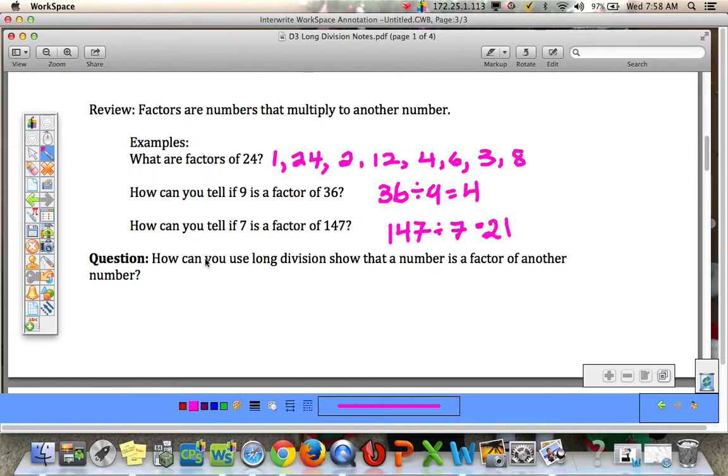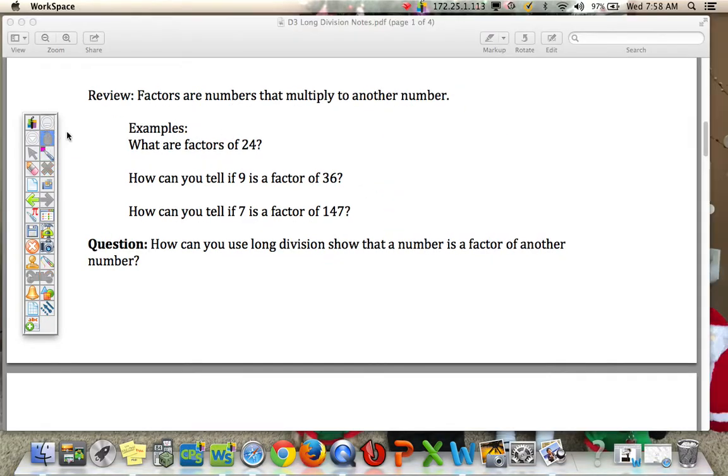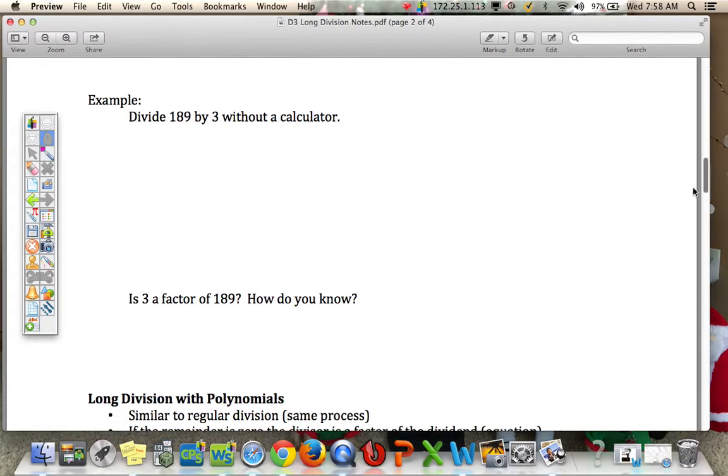Question, how can you use long division to show that a number is a factor of another number? Well, if it's a factor, you can see that the remainder is 0. So when we divide, there is no remainder, and that means that we have two numbers that are factors of another number. So you can tell if it's a factor if the remainder is 0.